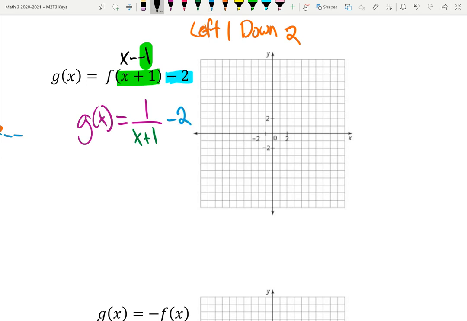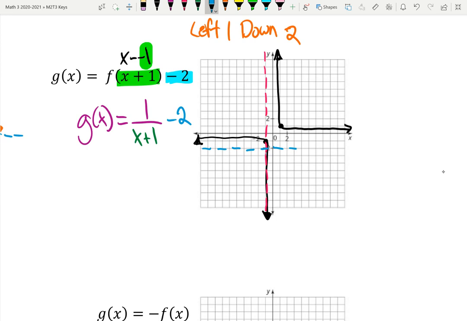Now, same idea. I graph my OG, (1, 1) and (-1, -1). My asymptotes are at the x and y axis, and I'm able to sketch out the original graph. In order to graph the transformation, I'm going to shift my asymptotes. I'm going to move the vertical one left 1, and then I'm going to move the other one down 2.